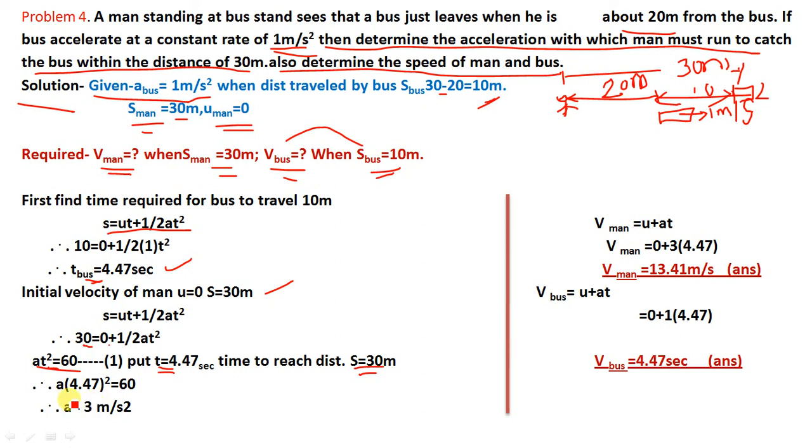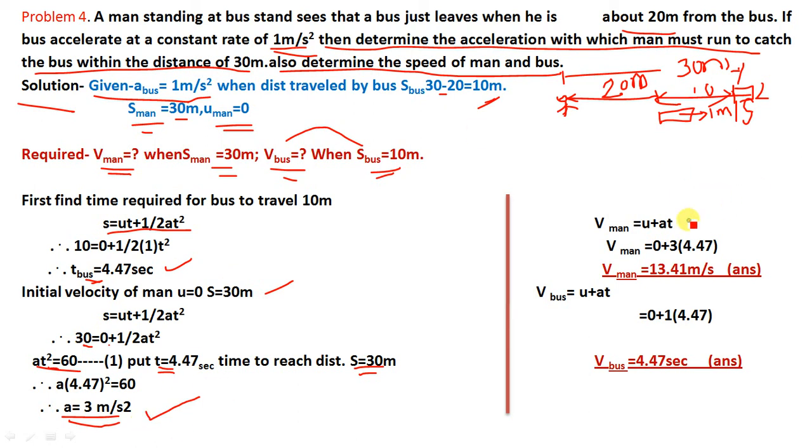So substitute this value, at square is equal to 60. So a times 4.47 square is equal to 60. So the acceleration we get is 3 meter per second square. This is the acceleration of the man. So the man must run with 3 meter per second square, and then he will be able to catch that bus.